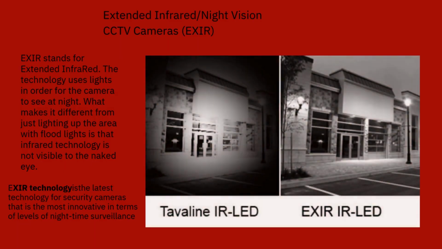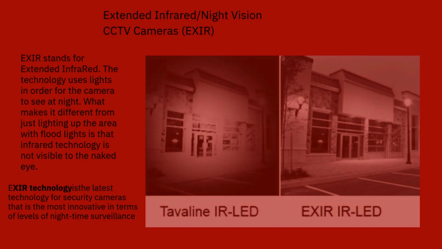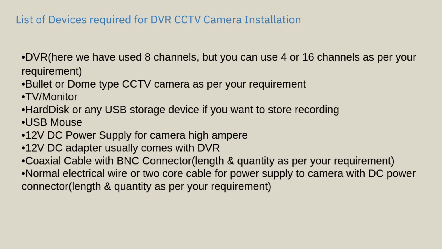But now there's XIR, which is extended infrared. The new technology is better than the infrared. It sees better. It sees clearer at night. So let's compare and contrast both of them side by side. If you look at the image, one is the infrared, the other one is the XIR, which is the latest innovation. All right, you have to know that part for night vision.